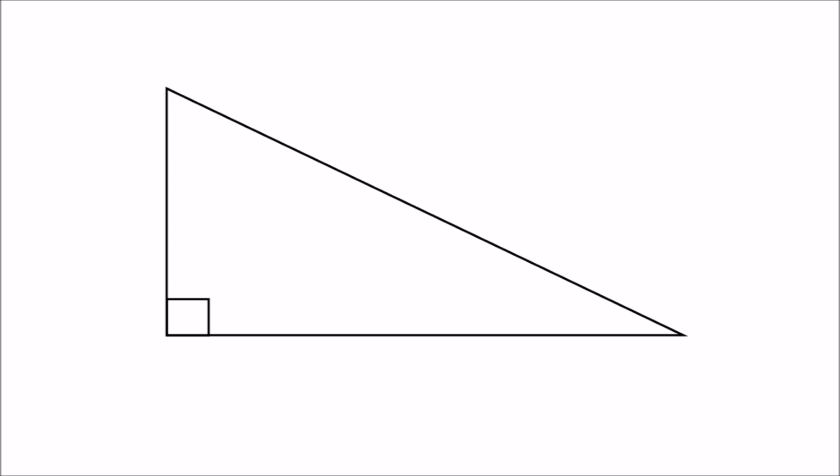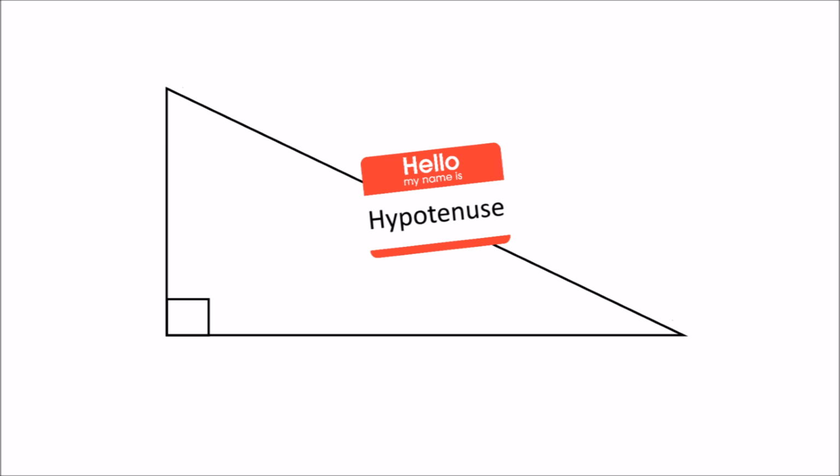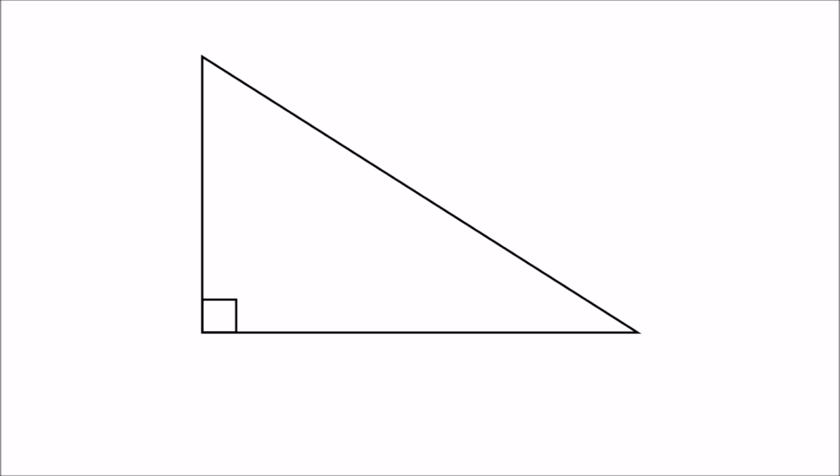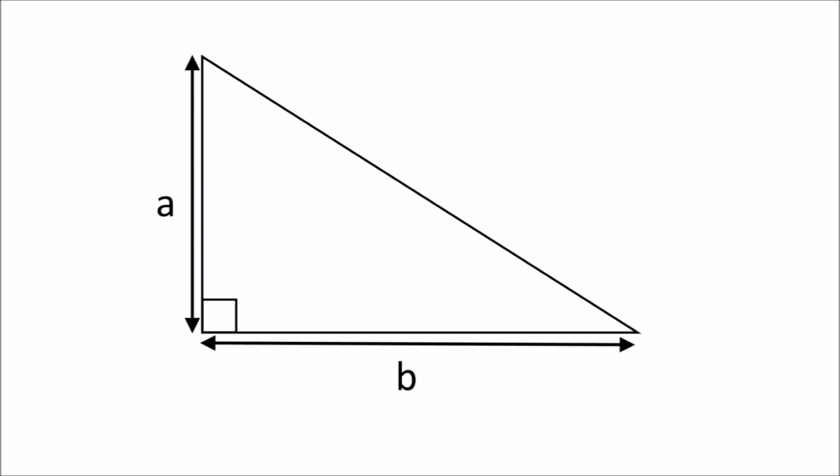Now you can see there is a long side opposite to this right angle, not connected to it at all. This is the longest side of the right triangle. It has a name, the hypotenuse. Now let's say you wanted to determine the length of this hypotenuse. It's easy. First, let's give each side a letter. We'll call these two sides A and B, and the hypotenuse side C.